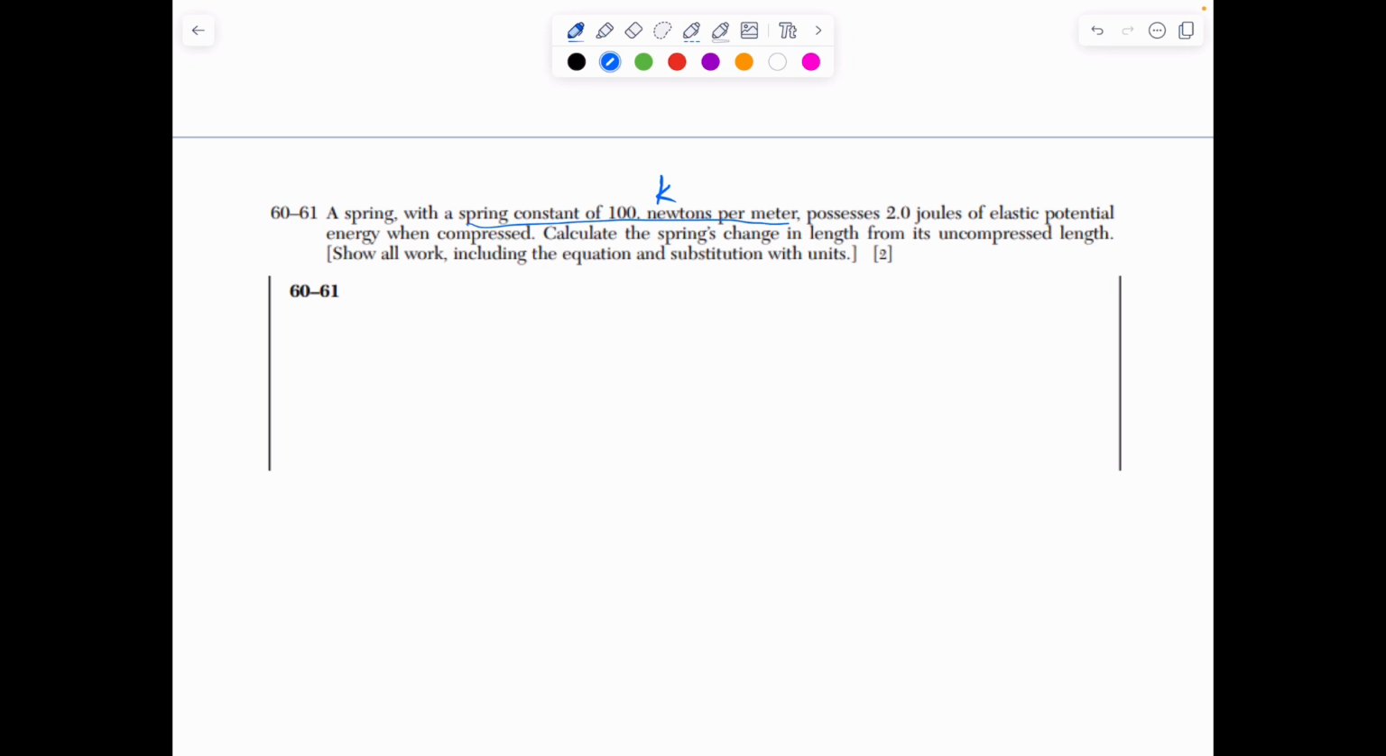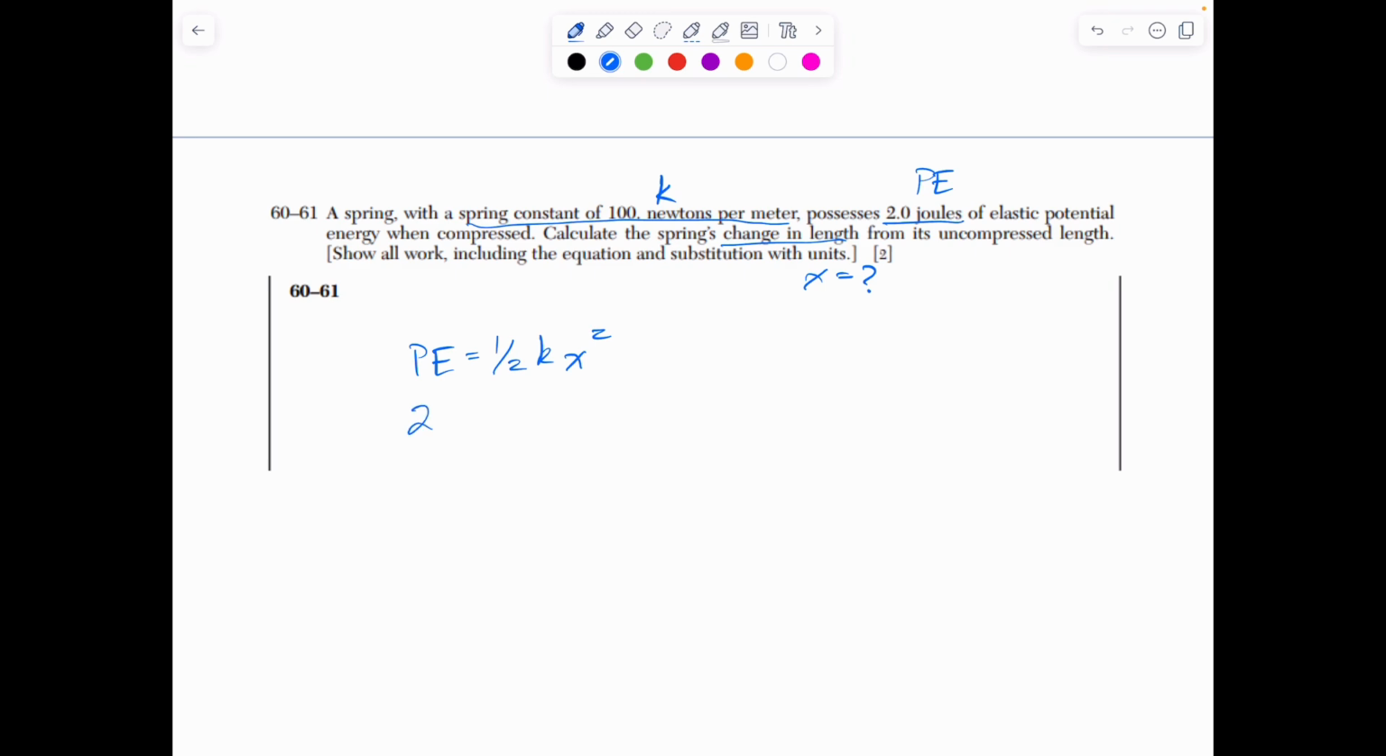Spring with a spring constant of 100 newtons per meter. This is K. Possesses 2 joules of potential energy, and it's elastic potential energy. Okay, so make sure you realize that, right? Potential energy of a spring. And then they're asking us the spring's change in length. On our reference table, change in length is represented with an X, because if you find that spring potential energy or elastic potential energy, it's 1/2 kx squared. And that's what we're looking for. We're looking for the x in that equation. And so that's our equation.